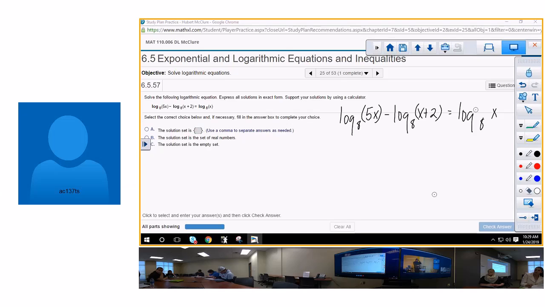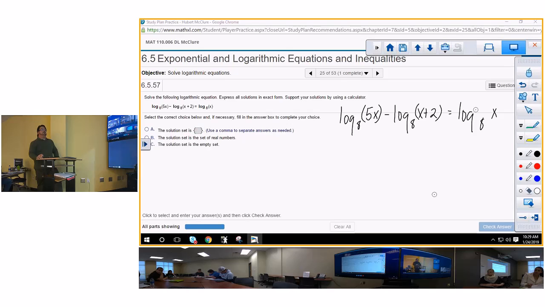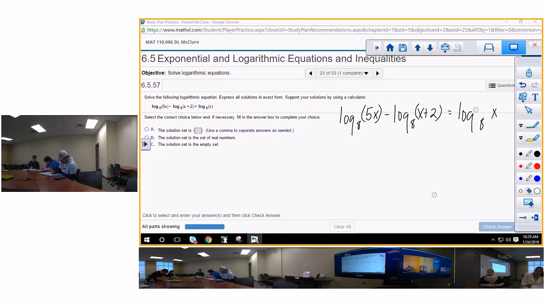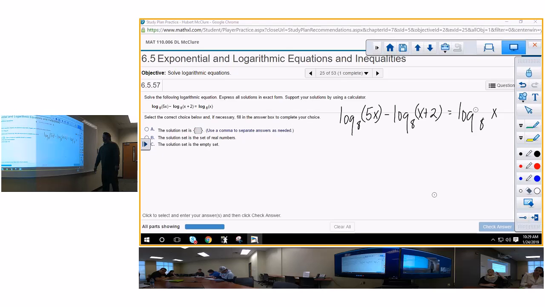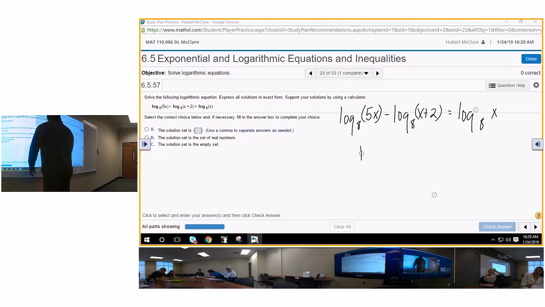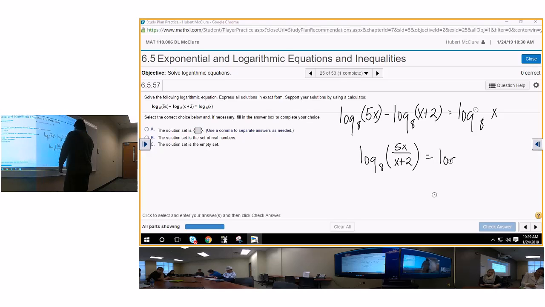So, what's the first thing we can do? Use what rule? I heard somebody say quotient rule. So that's going to be log base 8 of 5x divided by x plus 2 is equal to log base 8 of x.